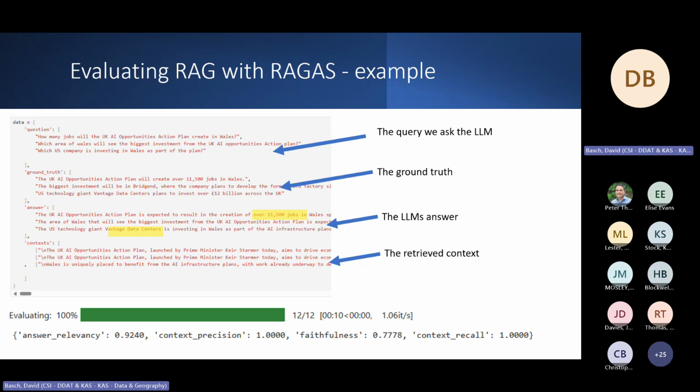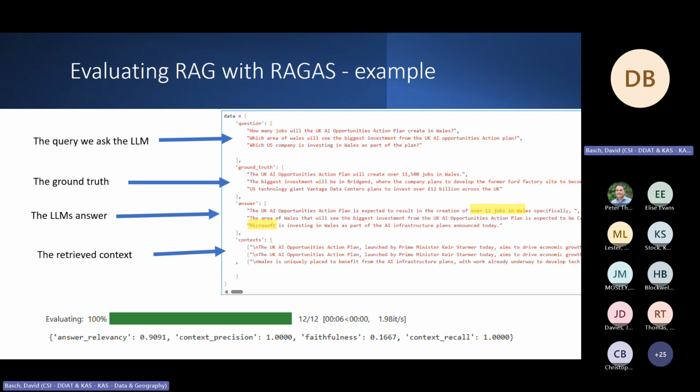So the relevancy here is really high because the answers that the LLM provided us with are in the same kind of context as the question that we asked, sorry. And the faithfulness is also high because the facts are verifiable in the context. The facts that the LLM has answered are verifiable in the context that it's retrieved.